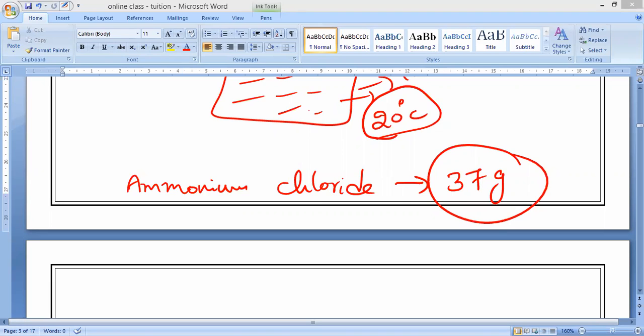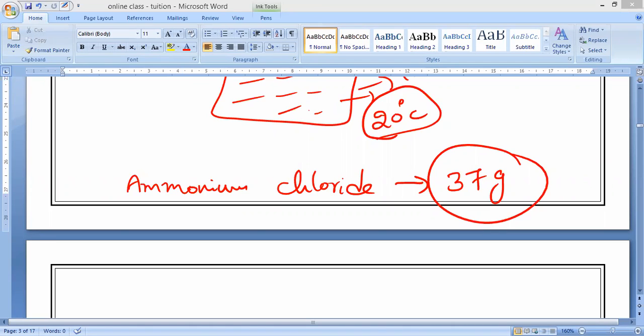What is the solubility in water at that temperature? Please write it. Understand, all of you? Respond, guys. Nobody is saying anything.